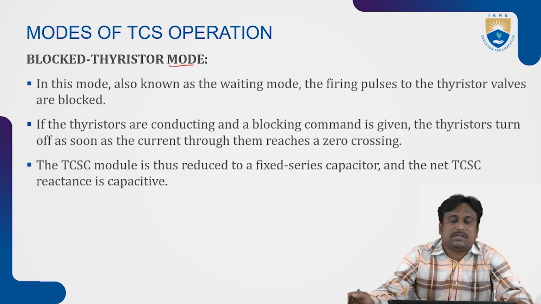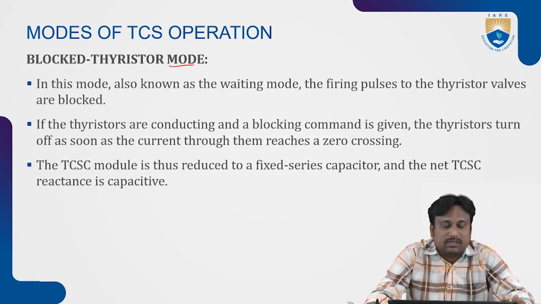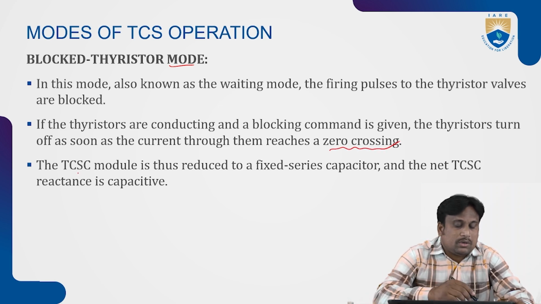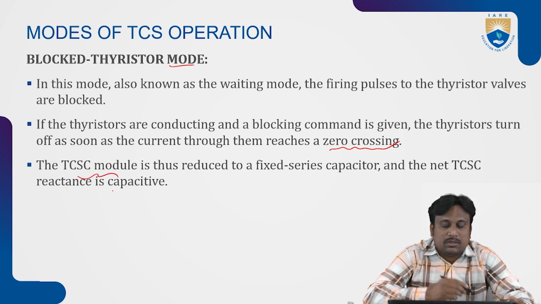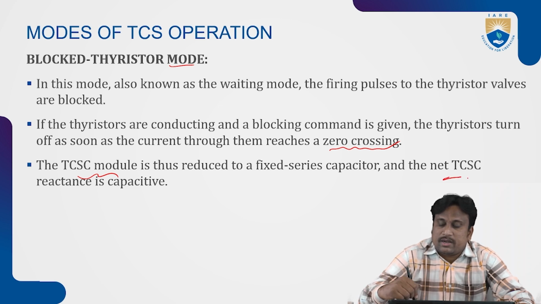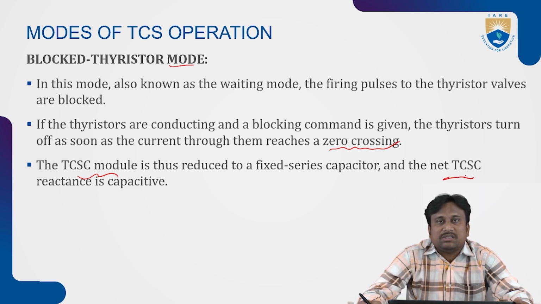Coming to blocked thyristor mode, this is also known as waiting mode. Firing pulses to the thyristor valves are blocked. If the thyristors are conducting and blocking commands are given, the thyristors turn off immediately as the current through them reaches zero crossing. The TCSC module is thereby reduced to a fixed series capacitor, and the net TCSC reactance is capacitive in nature.